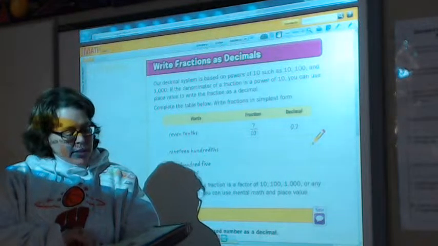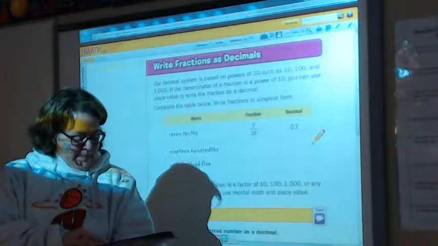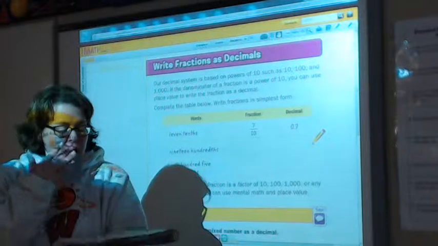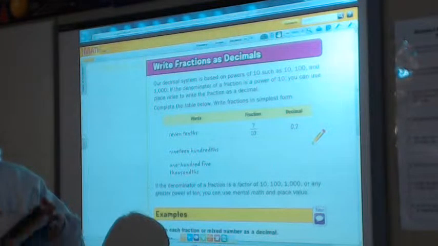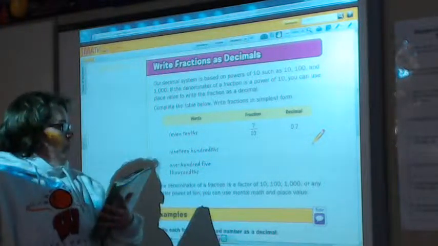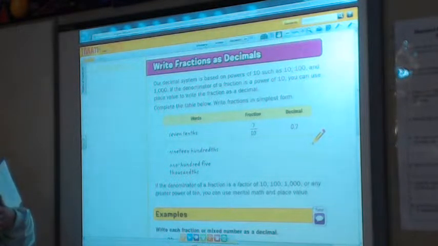Decimals. This is the first lesson in our next chapter, chapter 3, which is rational numbers. So what I'd like you to do is open up your workbook to page 264. And we're going to start with this chart where we're going to talk about writing fractions as decimals.